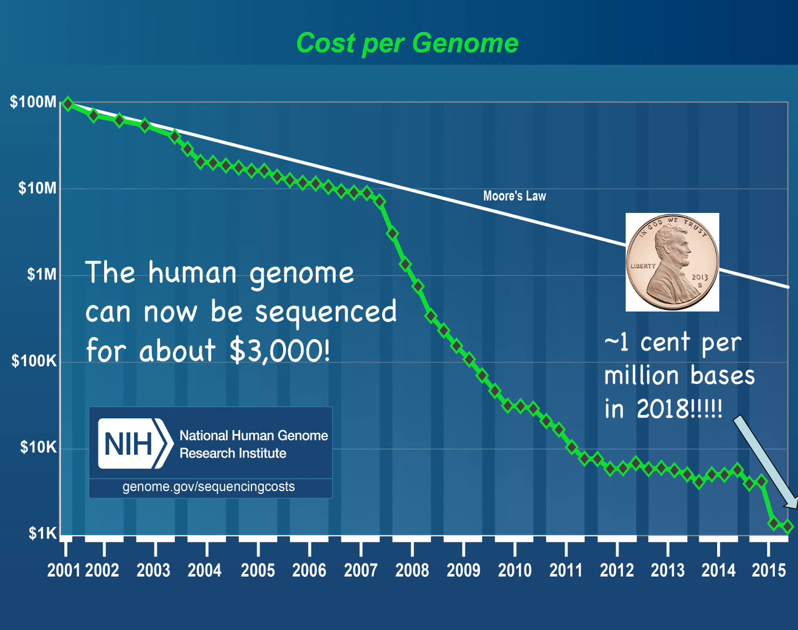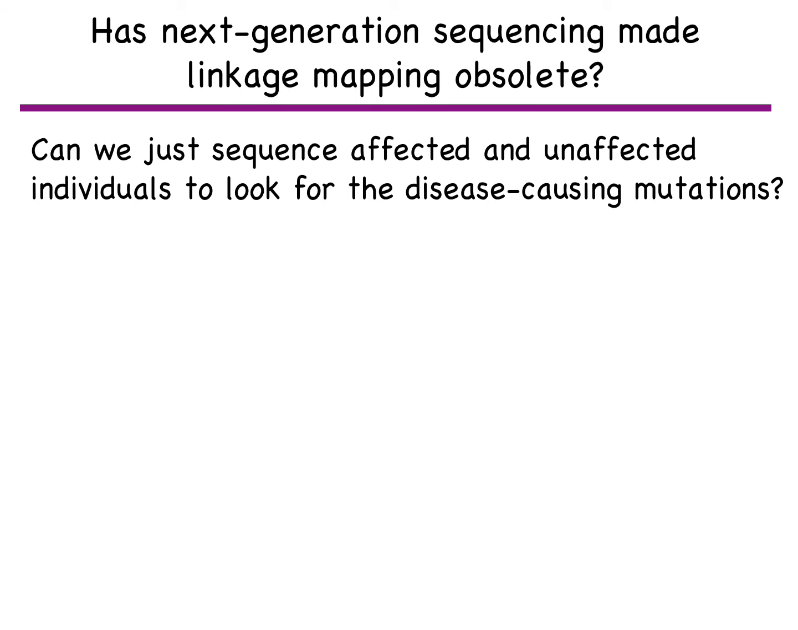It turns out the human genome can be sequenced for about $3,000 at this cost, and so the idea has arisen whether you can identify disease-causing mutations simply by sequencing the entire genome. You can skip all this linkage mapping approach and not even bother to locate the gene into a very small portion of the genome. Instead, just bypass all of that, sequence the entire genome and look for the disease-causing mutations. So again, can we just sequence affected and unaffected individuals to look for the disease-causing mutations?